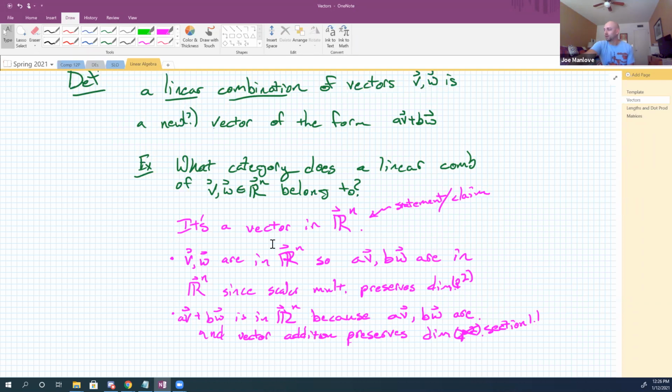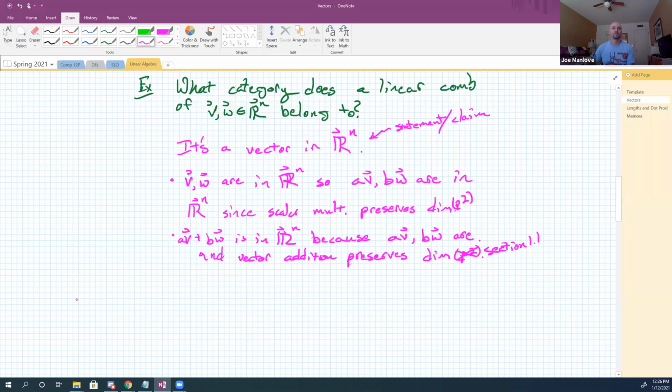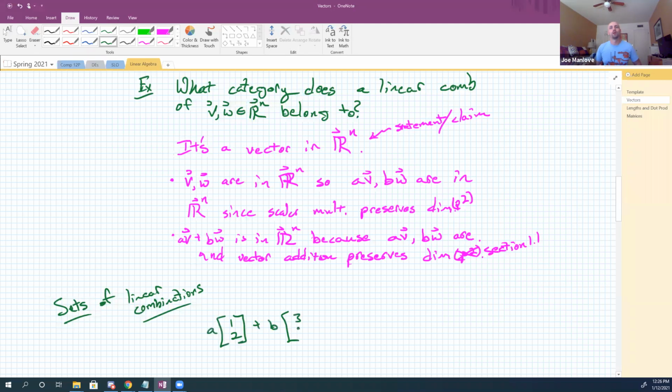Okay, cool. Last thought is, what does a set of linear combinations make? So if I have 2 vectors and I think of all the possible linear combinations of 2 vectors, what is that possibly going to make? So, in other words, if I say A(1,2) plus B(3,4), what category of thing is the set of all of these?